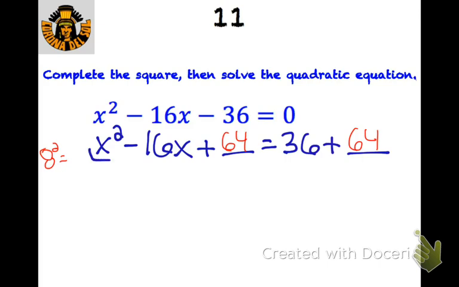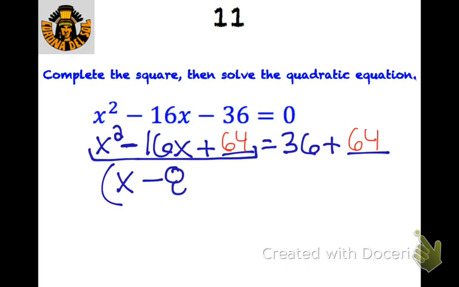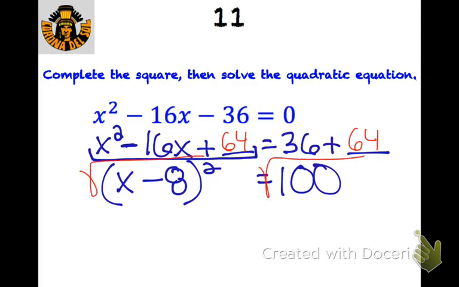So on the left-hand side, this creates a perfect square trinomial. So the factor is going to be x minus, and then we can just remember the square root of 64, so that is 8. So x minus 8 squared. The right side is 100, and then we're going to take the square root of both sides. So we're going to get x minus 8 equals plus and minus 10.